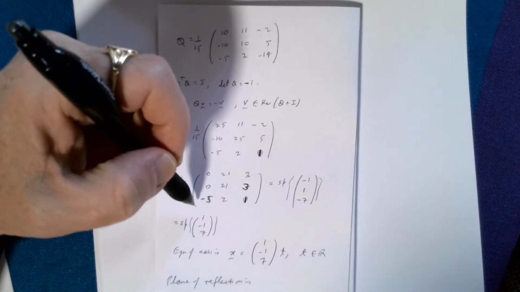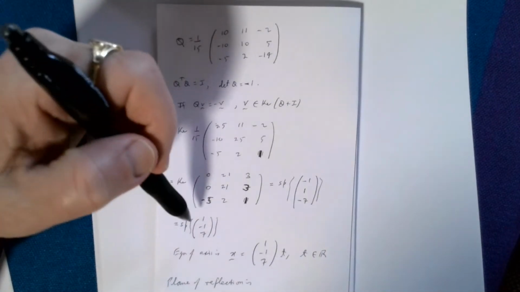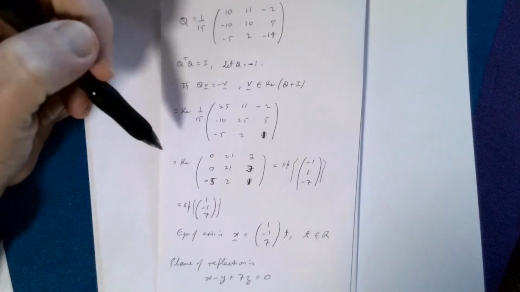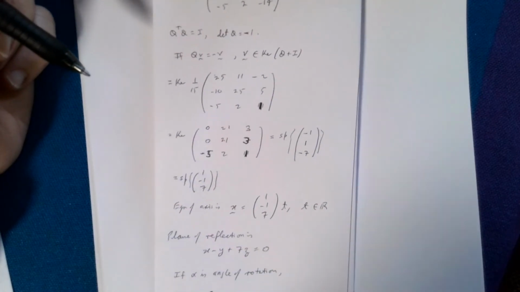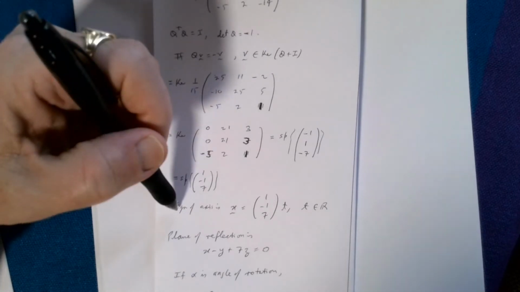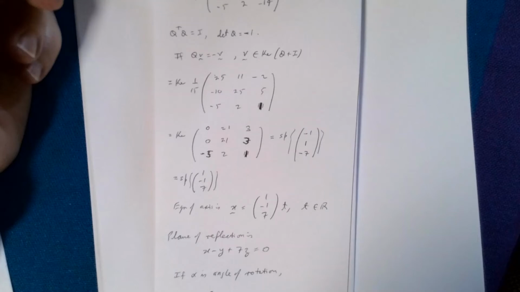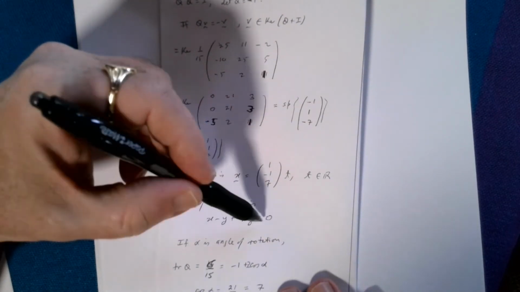And I've got too many minuses here, so I'm just going to say that's the same as the span of 1, minus 1, 7, just to make a few less minus signs. You can work with this, of course, it doesn't matter. And then the axis of rotation is 1, minus 1, 7 times t. The plane of reflection we get by simply using the coefficients here, and it passes through the origin.